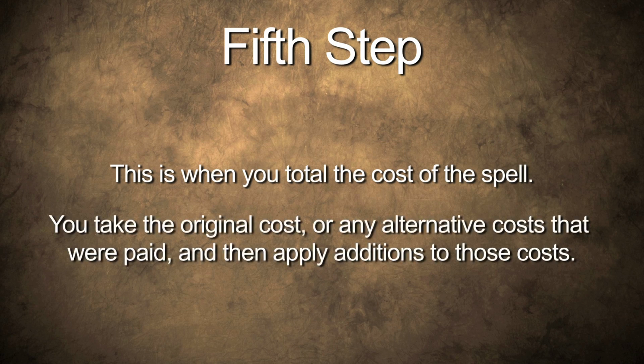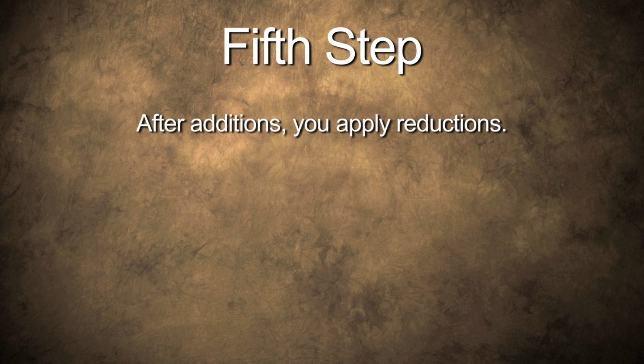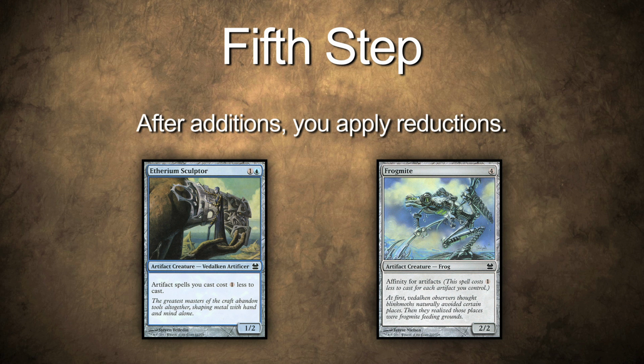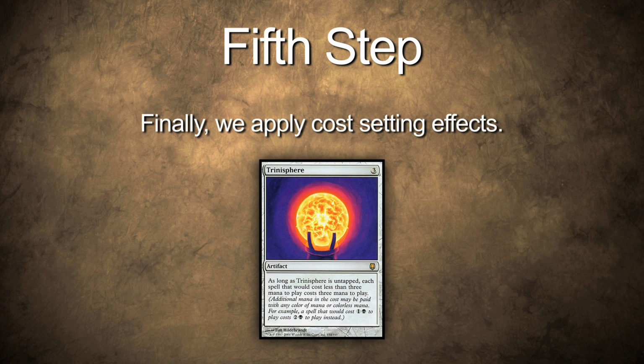The fifth step is where we total the cost of the spell. We take the original costs, or any alternative costs that were paid, and then we apply additions to those costs, like with Thalia or Suppression Field. Then we apply reductions through things like Ethereum Sculptor or Affinity. Finally, we apply cost-setting effects, like with Trinisphere. Now, this order is important.